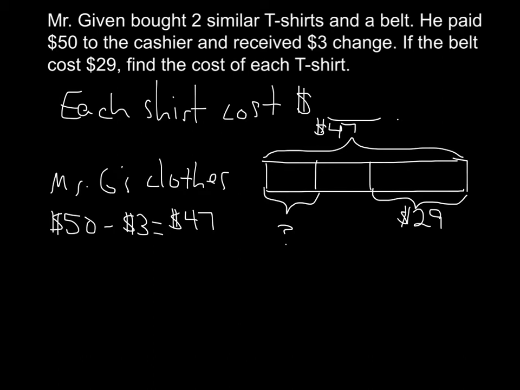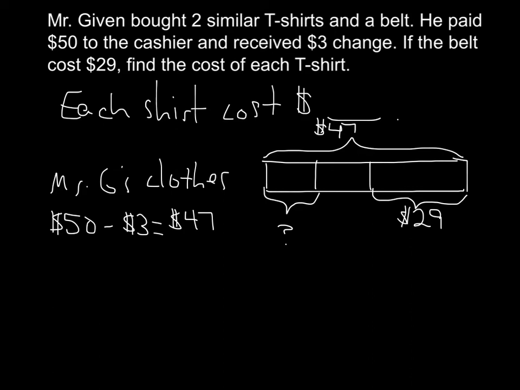We know that each shirt costs dollars. We know that of Mr. Given's clothes, there are two equal units of shirts, and then there's $29 for a belt at the end, and when we add those up, we should get $47. And you should recognize when you see two units that we are going to divide by 2, but you also must recognize that the 47 can't be divided by 2 because the 29 means we have unequal groups. And so what we need to do is find out what the two equal units left are.